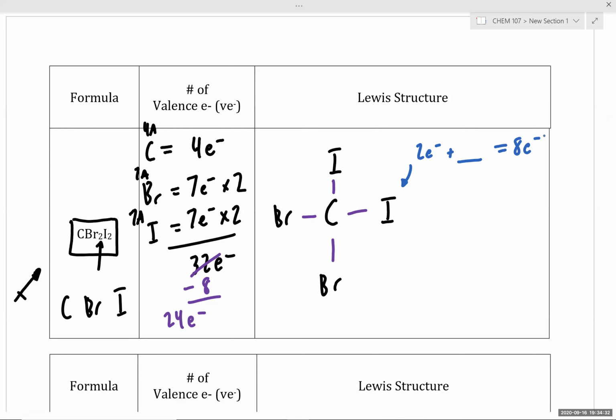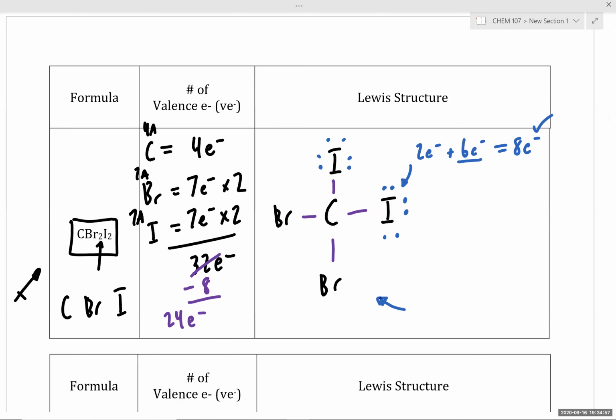Three lone pairs, or six electrons total. So I'm going to add three lone pairs for a total of six electrons, and that gives me the eight total I need for a complete octet. I'm going to do that for both of my iodines. What about bromine? How many lone pair electrons do I need?